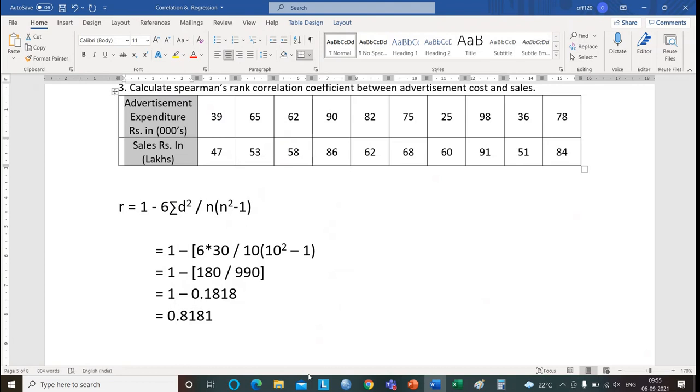Or otherwise, we can write the statement that the sales increases with the increase of advertisement expenditure, or the sales decreases with the decrease of advertisement expenditure. To simply write the statement, we can say advertisement expenditure and sales are positively correlated. This is how we interpret our answer by converting values to the ranks in Spearman's rank correlation coefficient.